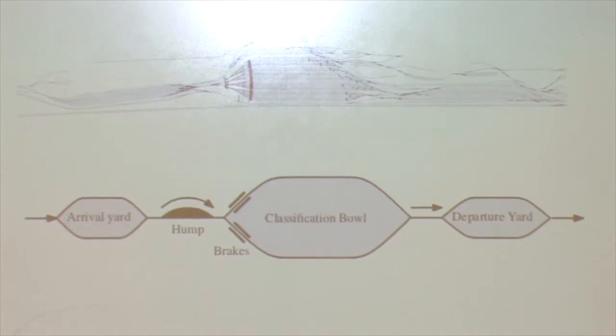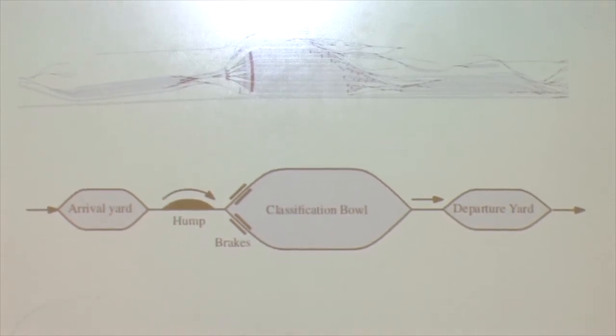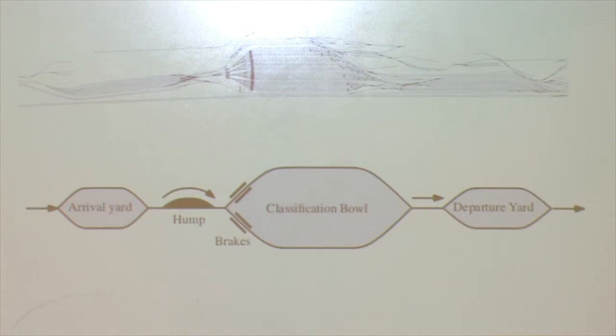So the trains arrive to the arrival yard or the receiving yard, and then they are decoupled. They are rolled over a little hill. It's called a hump. And then the cars are sent to different tracks in the classification bowl where you build the new outbound freight trains, and then they depart either from the classification bowl or they are coupled and move to the departure yard and wait there for their departure time.